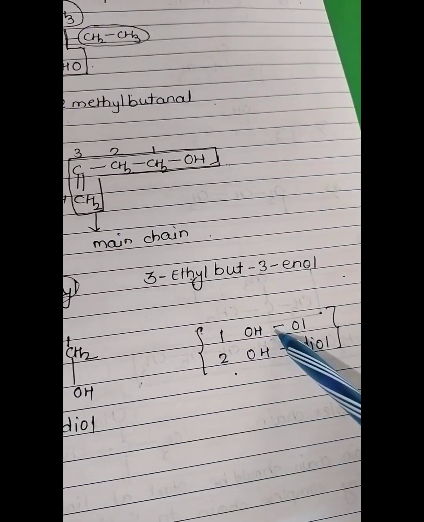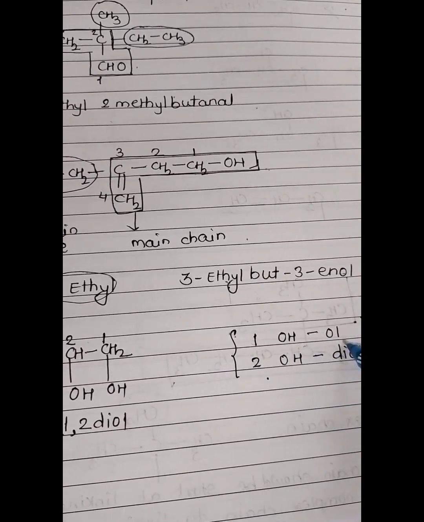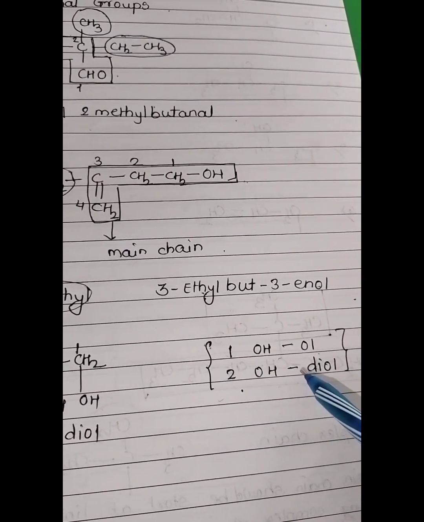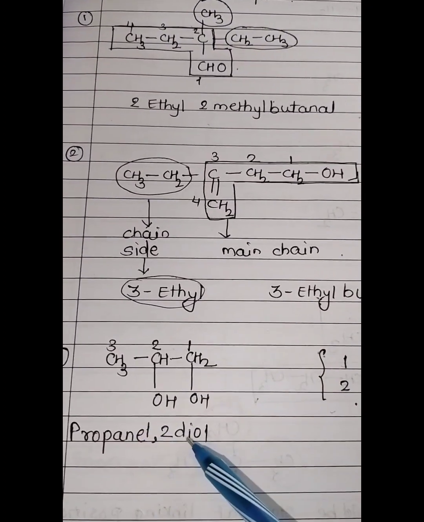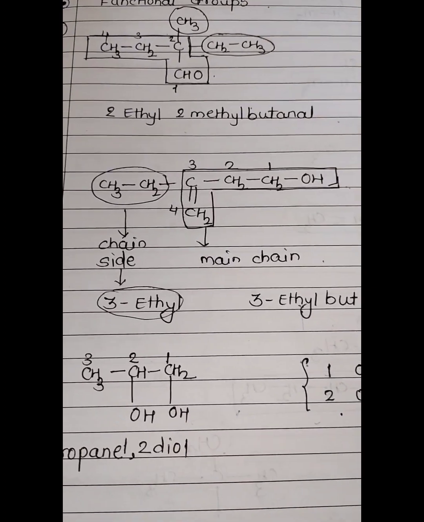And for alcohol, one OH group we can write -ol. If two OH groups, we can write diol, so here 1,2-diol. So the overall name is propane-1,2-diol.